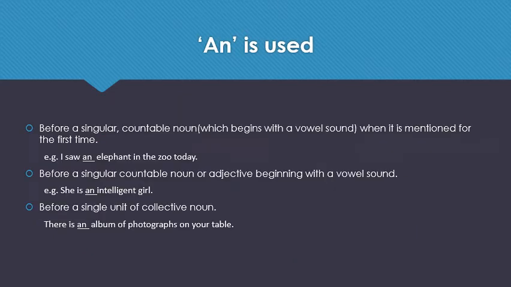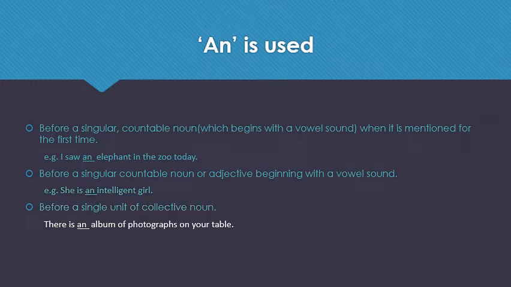An is used before a singular countable noun which begins with a vowel sound when it is mentioned for the first time. I saw an elephant in the zoo today. Now it is just like a, the only difference is the sound part. When the sound is of a vowel, in that case we use an. Before a singular countable noun or adjective beginning with a vowel sound. She is an intelligent girl. Before a single unit of collective noun, there is an album of photographs on your table. So it is just like a, the only difference is the importance of sound here.